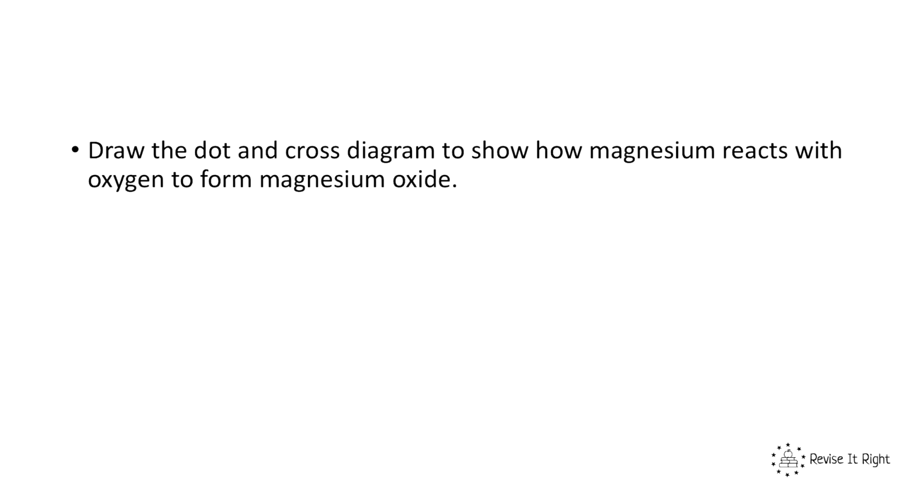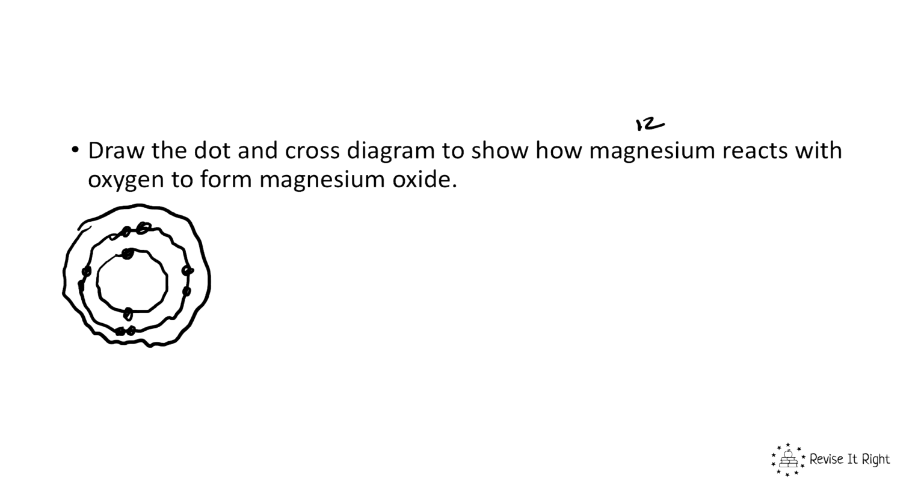So let's do another one. Draw the dot and cross diagram to show how magnesium reacts with oxygen to form magnesium oxide. Well, we look on the periodic table, magnesium has 12 electrons. So let's draw that out now. First shell 2, then we're going to go to the next shell which has 8, and then we're going to go to the final shell which has 2. We can check we're right, magnesium is in group 2, so it should have 2 electrons in the outer shell.